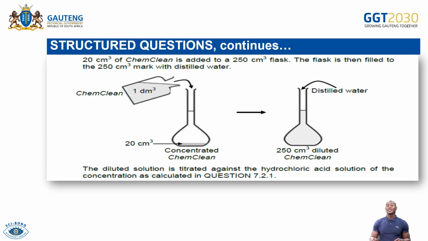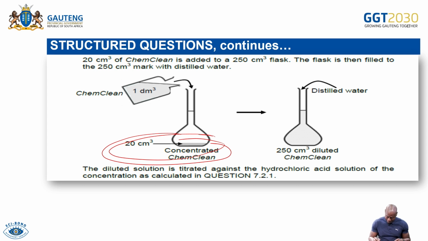So already we know the concentration of hydrochloric acid, which is 0.1 mole per cubic decimeter. So 20 cubic centimeters of ChemClean is added to a 250 cubic centimeters flask. Here we have 20 of ChemClean, which contains ammonia. The flask is then filled to the 250 mark with distilled water. So it's filled, you can see that.